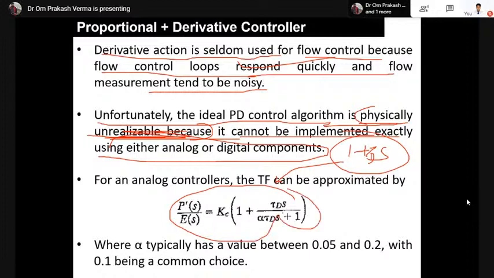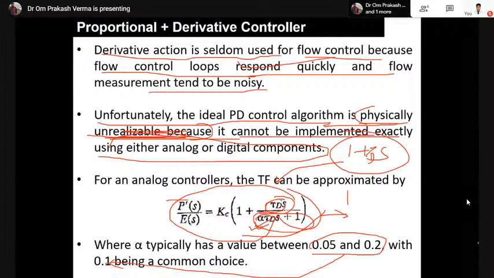It is 1 upon tau ds, 1 plus tau ds, but it is written like this: tau ds upon alpha tau ds plus 1. When you solve this, you get an equation like this one. So Kc is the conventional equation by which the PD controller is designed: Kc times (1 plus tau ds) upon (alpha tau ds plus 1). The value of alpha is fixed from 0.05 to 0.2, and the typical value given here is 0.1.